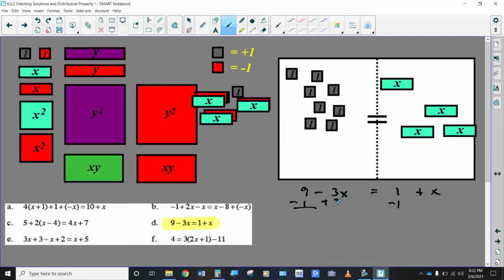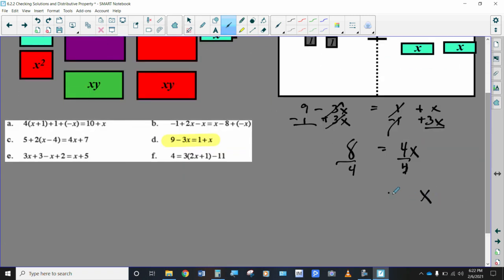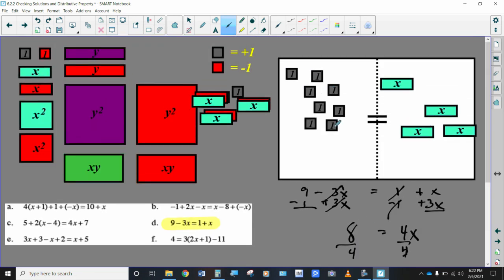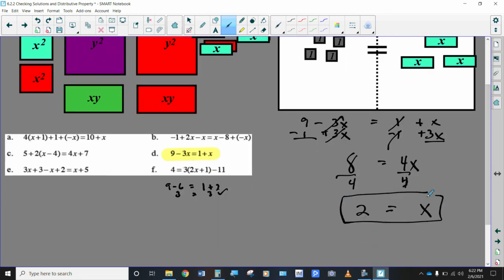So now I added 3 x's to each side, which gave me 4 x's on the right, and that gave me 8 on the left. So when you divide these by 4, you get x on the right side, 2 on the left. Okay, can you see how every one of those 2s matches up with one of these? So let's check it. 9 minus 3 times 2 becomes 9 minus 6, should be equal to 1 plus 2. 9 minus 6 is 3. 1 plus 2 is 3. Yes, that works. 2 is our solution.